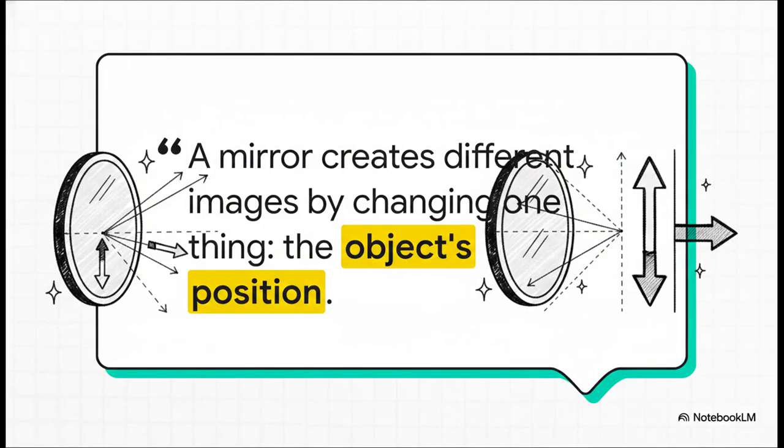So what's the big takeaway from all this? It's not really the mirror that's in charge. It's the position of the object relative to the mirror. That exact same concave mirror can make an image that's tiny and upside down, or one that's massive and right side up. The only thing that has to change is where you place the object.